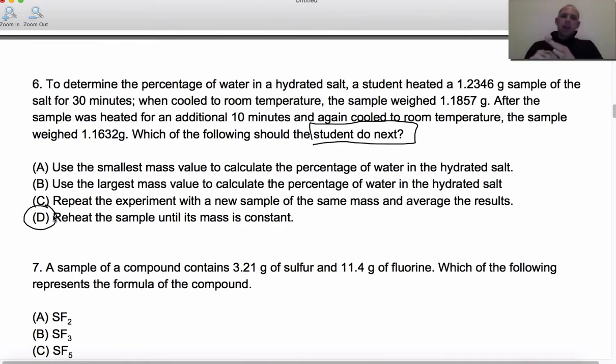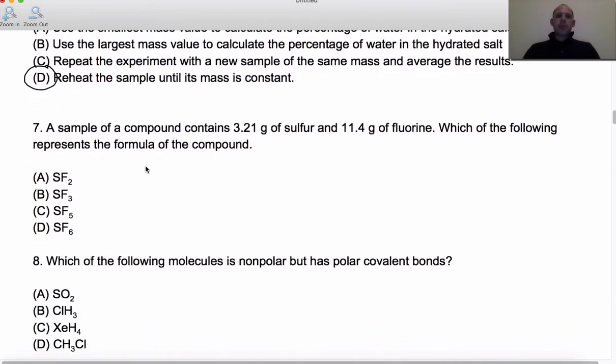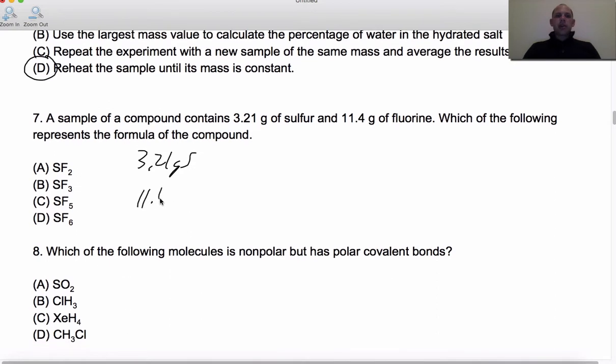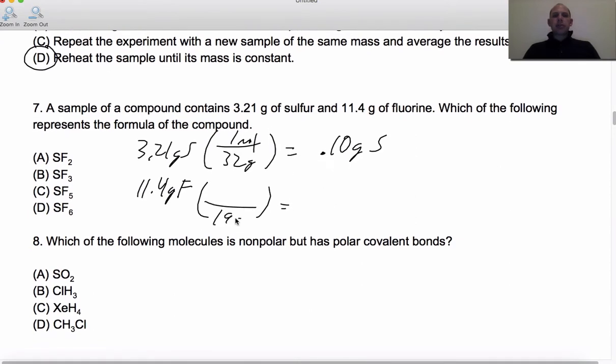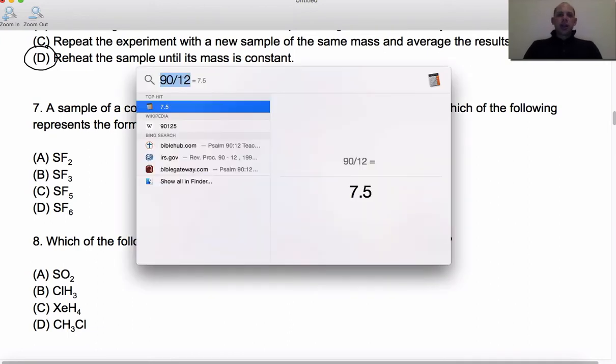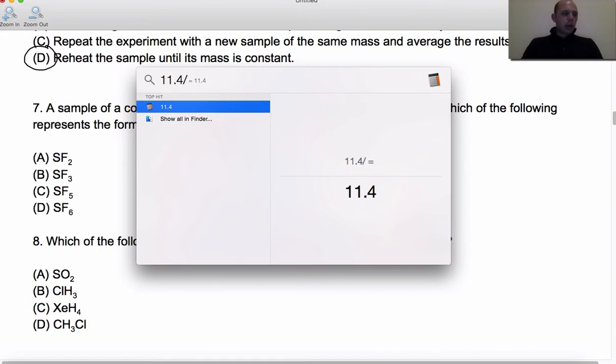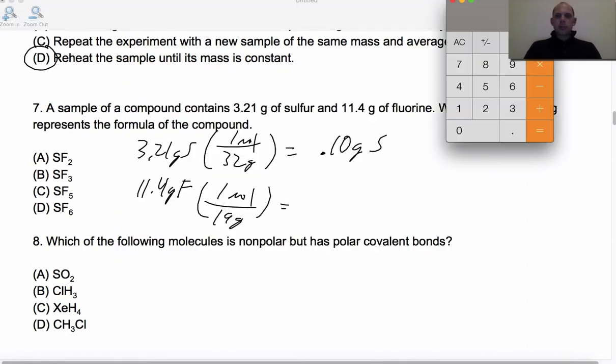Okay. In this case, this is another empirical formula problem. We have 3.21 grams of sulfur, and you have 11.4 grams of fluorine. So you're going to divide this by the molar mass of sulfur, which I believe is around 32 grams per every 1 mole. And we're going to end up with 0.10 moles of sulfur. And you're going to divide that by the molar mass of fluorine, which I believe is around 19 grams. So I'm going to go up here and I'm going to say 11.4 divided by 19. What did that say?